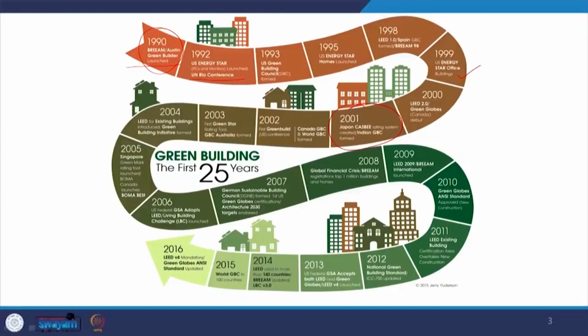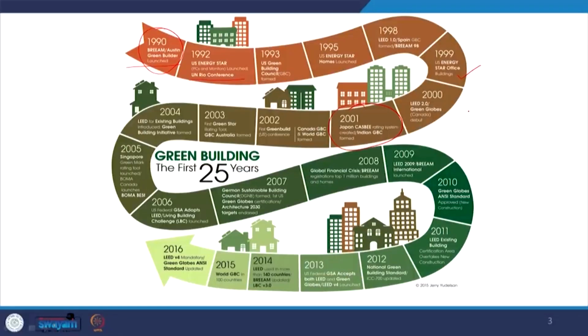In 2002, the first Green Build conference was organized in the United Nations, and Canada GBC and World GBC were formed in 2002. So, we can see that a lot of momentum was picked up from the first rating system coming up in 1990, and in 10 years several green building councils were formed and 2-3 more green building rating systems were launched. In 2003, Australia GBC was formed and the Green Star rating tool was launched.